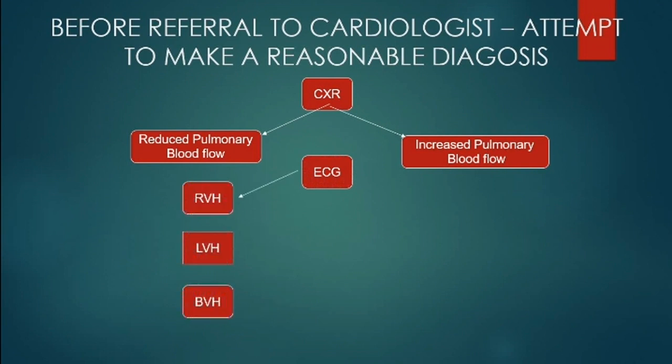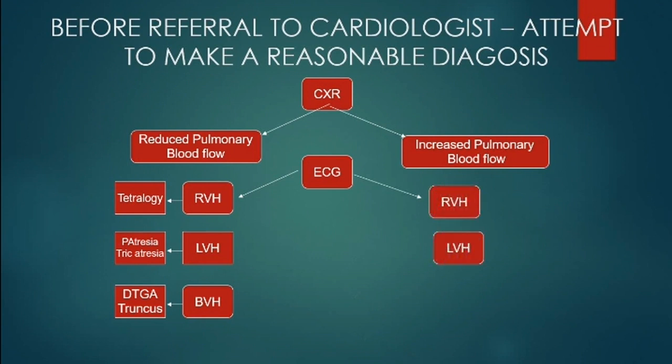So, right ventricular hypertrophy with reduced pulmonary blood flow may be in cases of Fallot. Left ventricular hypertrophy with decreased pulmonary flow may appear in pulmonary or tricuspid atresia. Biventricular hypertrophy in reduced pulmonary blood flow may represent TGA and truncus. Right ventricular hypertrophy in increased flow is diagnostic of total anomalous pulmonary venous drainage, or also TGA with overflow, especially if I have a VSD or a PDA.